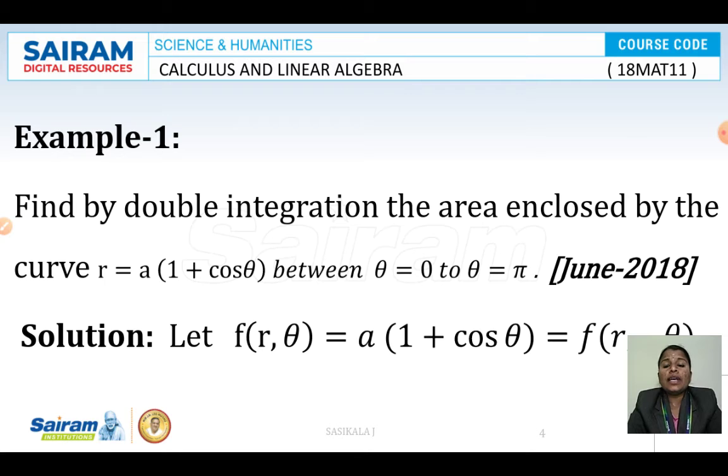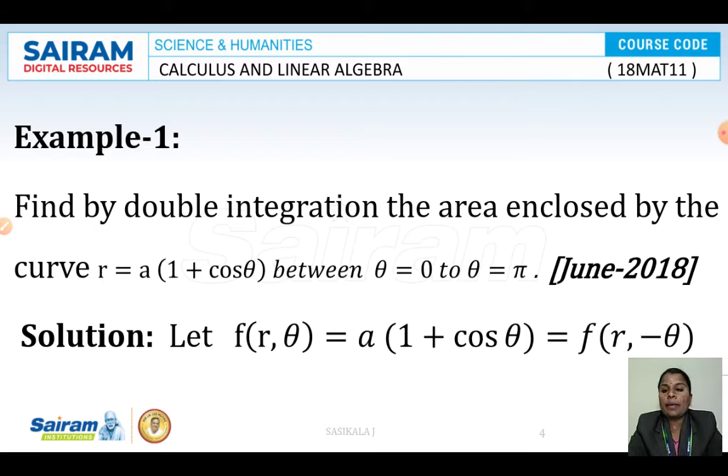Okay, and finding the area is important from an exam point of view, and it comes as an example problem. Find by double integration the area enclosed by the curve r is equal to a of 1 plus cos theta, where theta varies from 0 to pi.